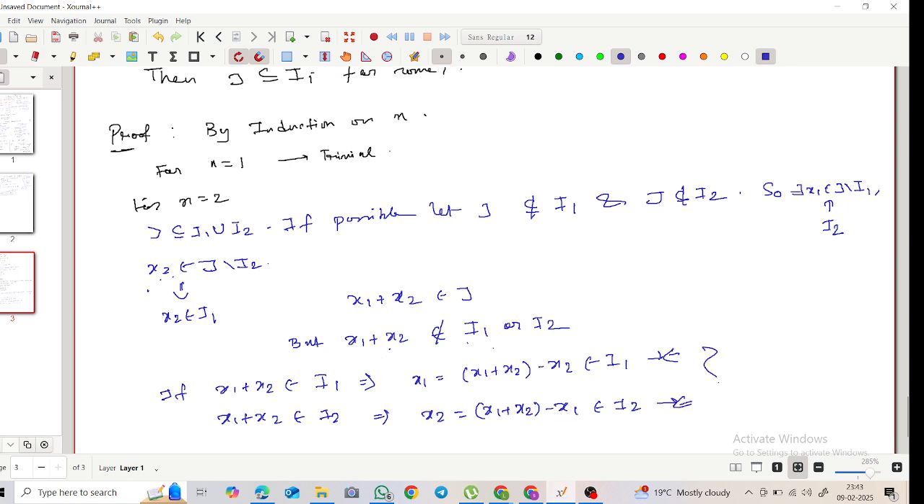Thus, x1 plus x2 is not in I1 or I2, so it is not in the union. But that is a contradiction, right? Because J was a subset of this union, right? Which is a contradiction.